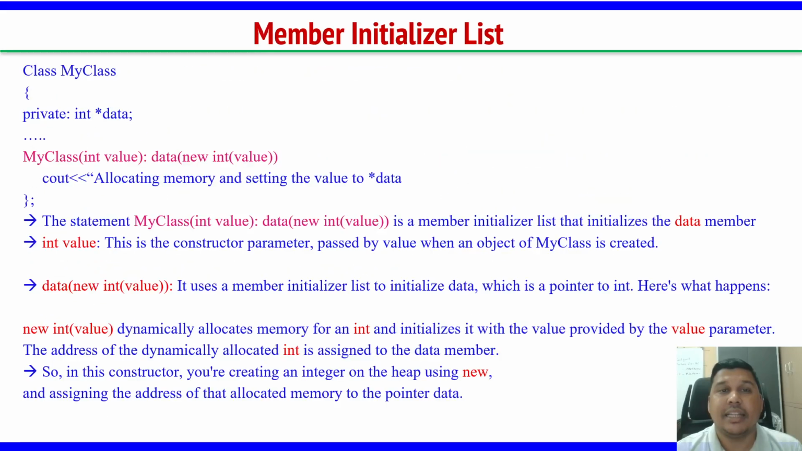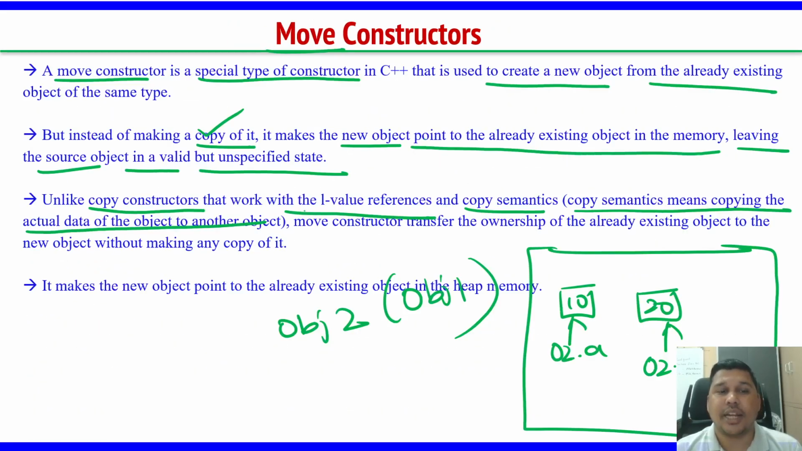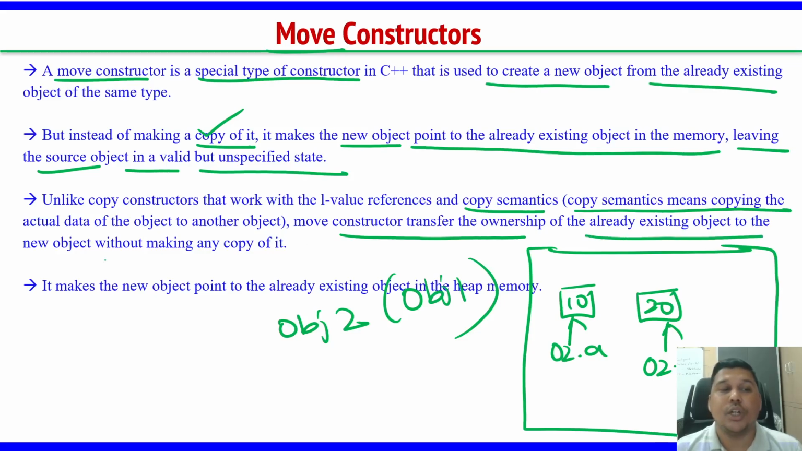But in the move constructor, unlike the copy constructor, the move constructor transfers the ownership of the already existing object to the new object without making a copy. See, I have transferred it. Previously object 1 had control over this memory block, but now that control has been shifted to object 2. That is what the move constructor does.